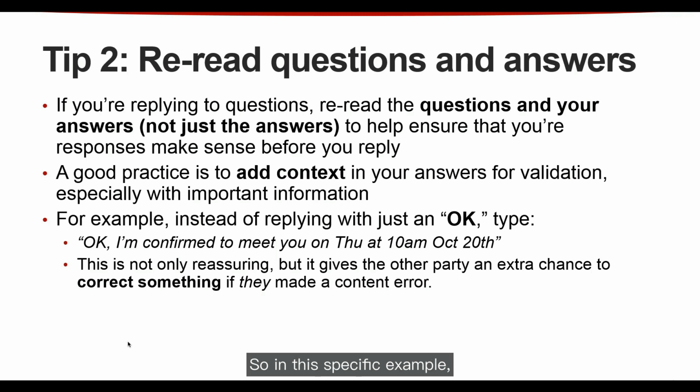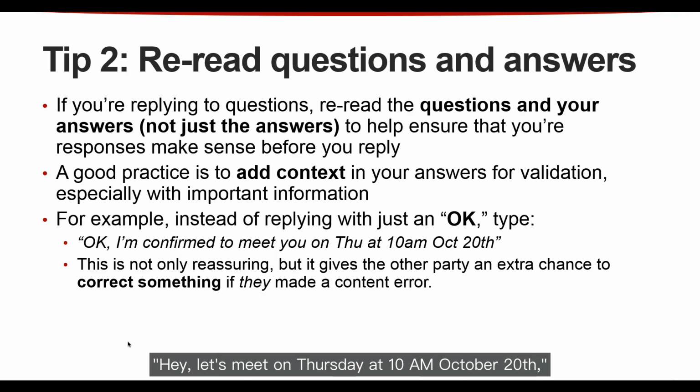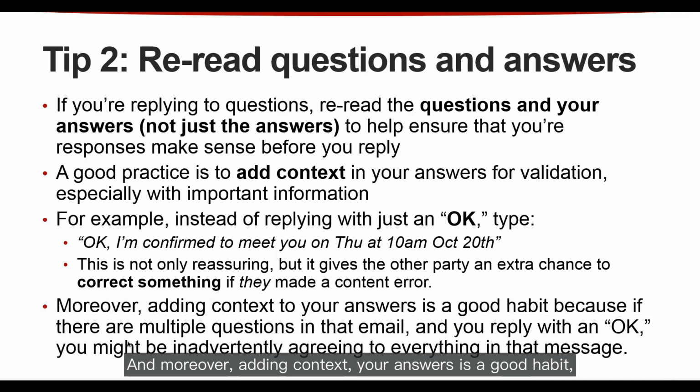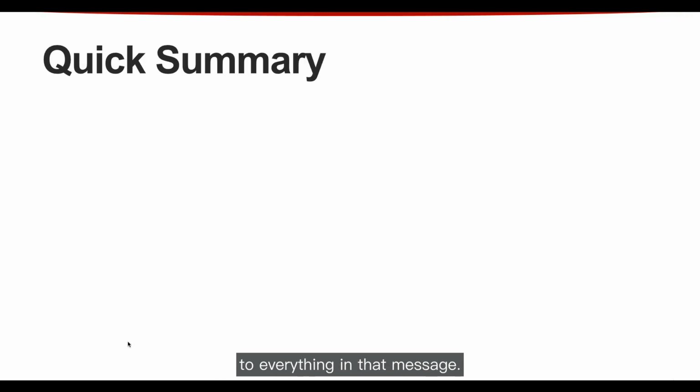So in this specific example, if someone sends me an email saying, hey, let's meet on Thursday at 10 a.m. October 20th, and I reply back and I say, okay, I'm confirmed to meet you on Thursday at 10 a.m. October 20th. If they made an initial mistake and said, oh, it's not really October, it's November 20th, it'll give them that sort of extra chance to correct that. And moreover, adding context to your answers is a good habit because if there are multiple questions in that email and you just reply with an okay, you might be inadvertently agreeing to everything in that message.